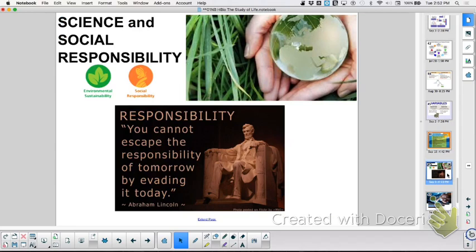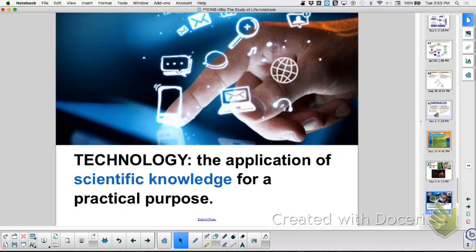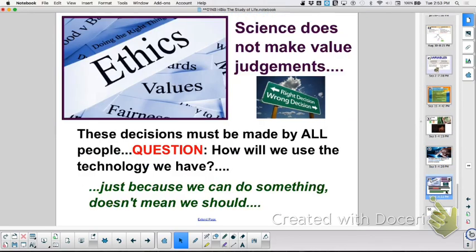And then the last thing we talked about was science and social responsibility. We talked about bioethics. And the question we wanted to know is, we have all these different technologies, but just because we can do those things, should we do those things? How do we decide? Society has to decide. Science doesn't decide, and scientists don't decide. They have the technology, but we decide how we use it. We use it for good or evil. That's up to society to decide. Okay, questions or concerns? Yes?